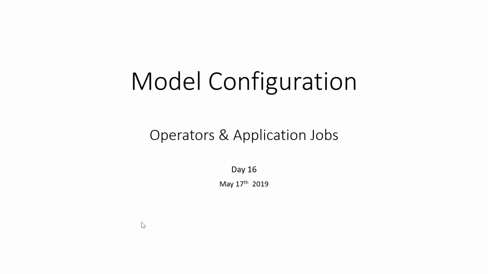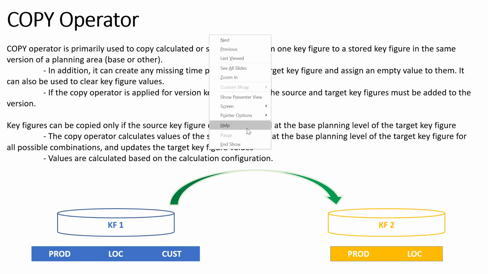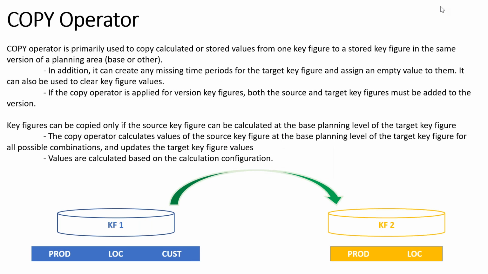So from both interfaces we can schedule the jobs. The first thing is the copy operator. Let's see some theory. Has Deepak joined yet? Nope, that's fine. The copy operator is primarily used to copy calculated or stored values from one key figure to a stored key figure in the same version of a planning area. So the copy operator works within the planning area.